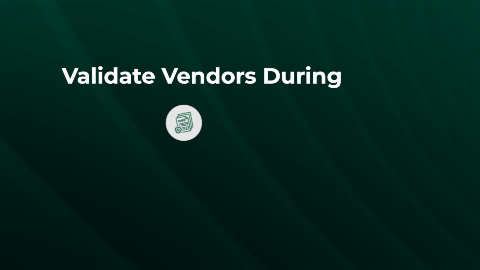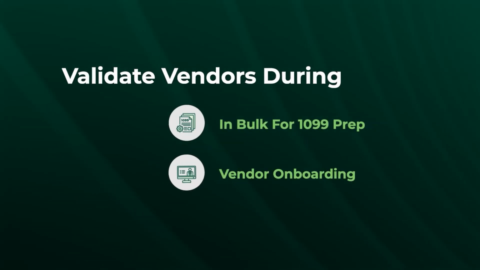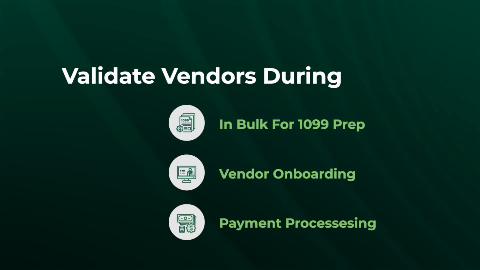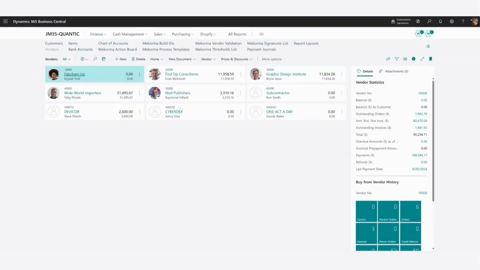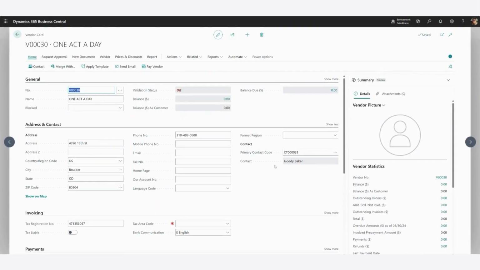You can run validation in bulk for 1099 prep, at vendor onboarding, or during payment processing. Let's start with the core features, and then see how it fits into your AP workflow. To begin, we'll show you how a single vendor is validated. On the vendor card of one act a day, we see the tax ID, addresses, and contact information. To validate, I'll select Vendor and Validate Vendor.